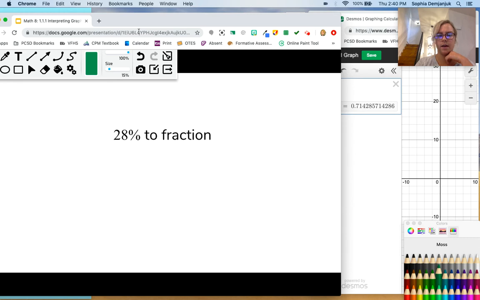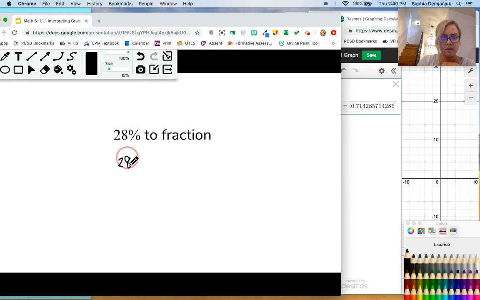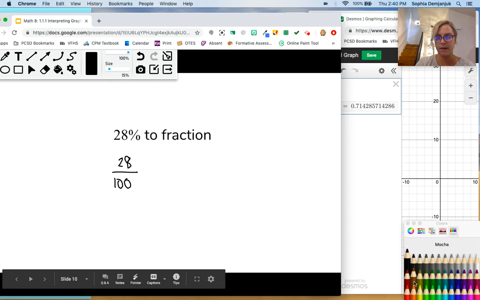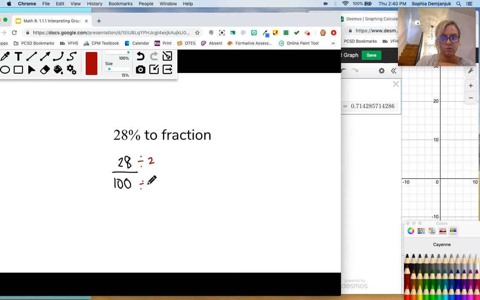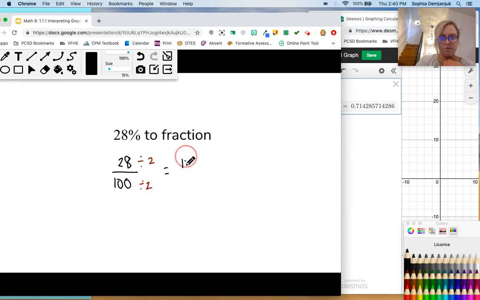Here's one example for you to try out. I want you to take 28% and convert it to a fraction now. You should have started just like we did on that last slide of taking 28 and putting it over 100. And then before you type 28 over 100 in as your answer, you need to make sure that it's simplified. I'm going to start out by dividing both the top and the bottom by 2. That will give me 14 over 50.